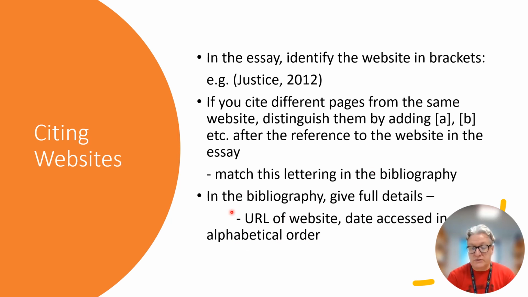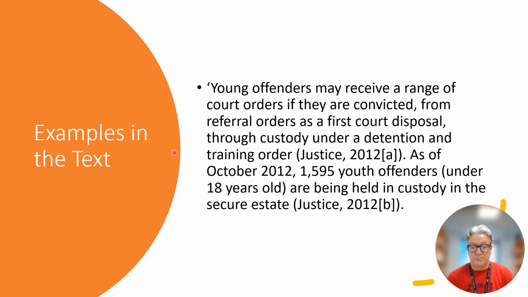In the bibliography, we give full details for the URL of the website, the date accessed and so on. Now, this is what it looks like in text. Young offenders may receive a range of court orders if they're convicted from referrals, and so on. Justice 2012A. So I've got a web page from that website in A, and then I use another one in the same way, but it's a different page, so I use B.